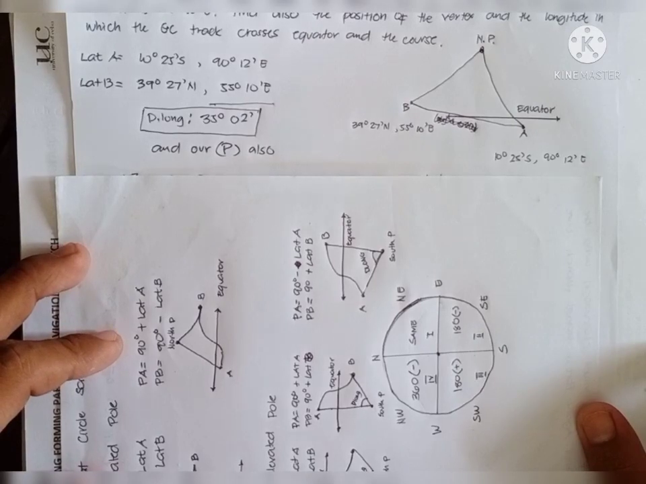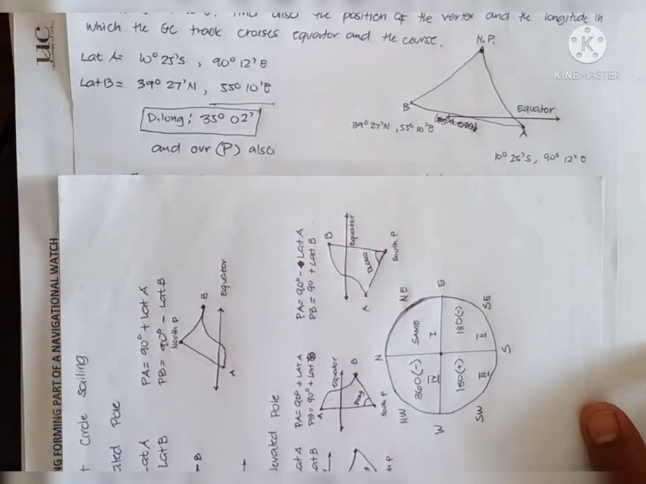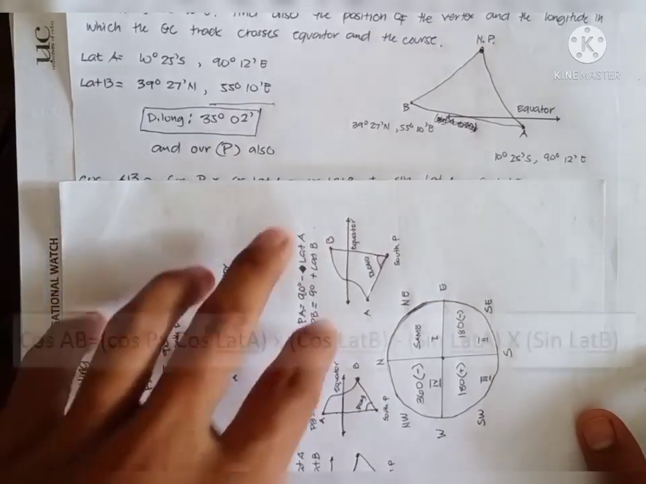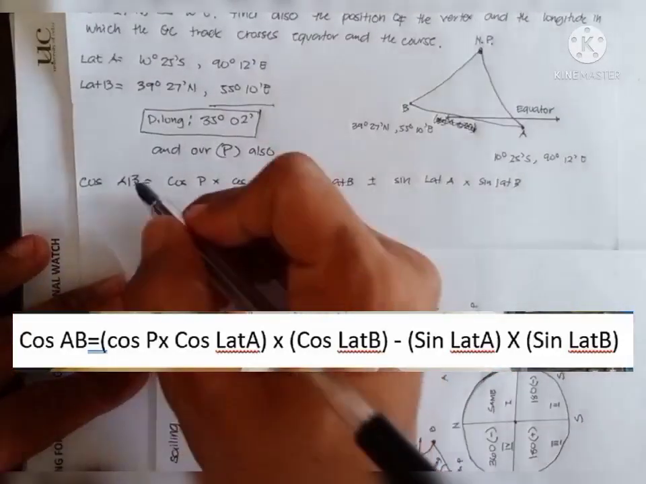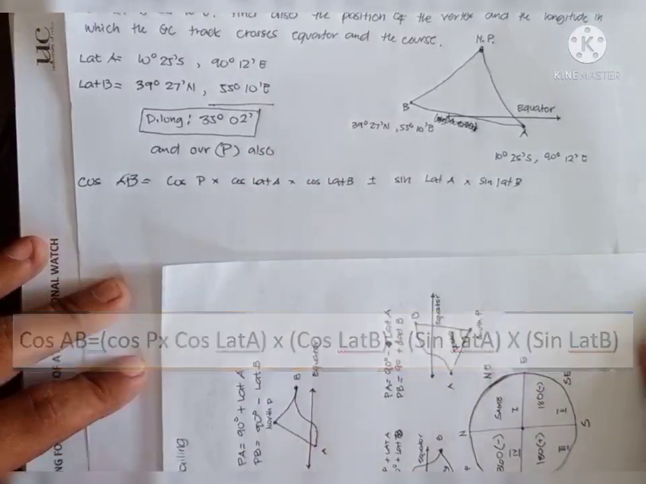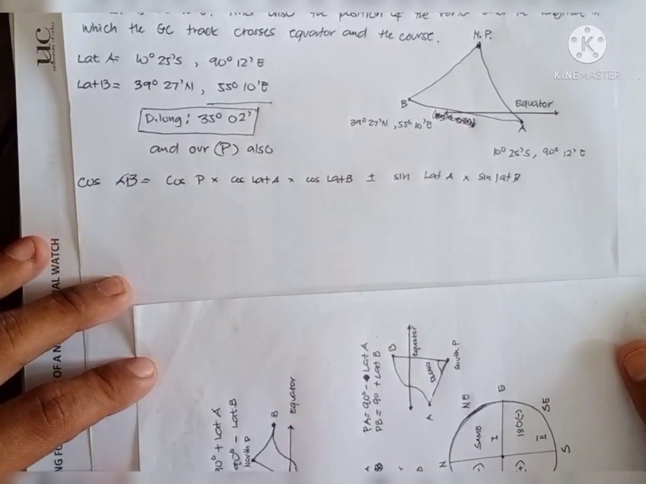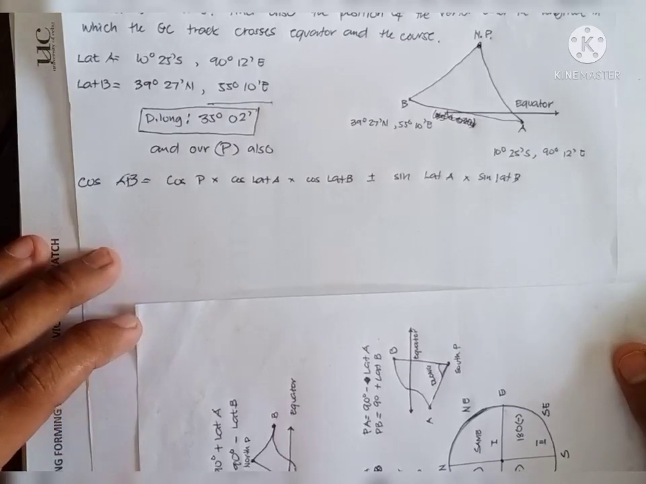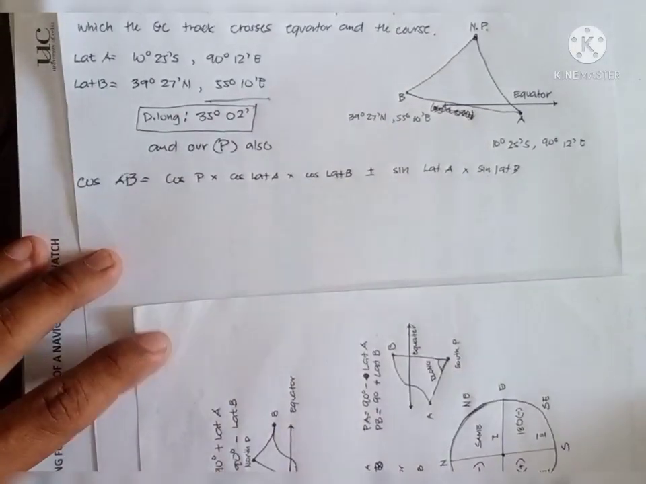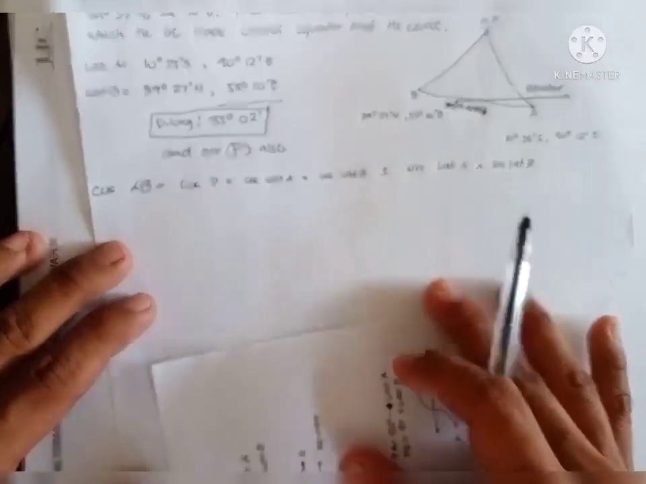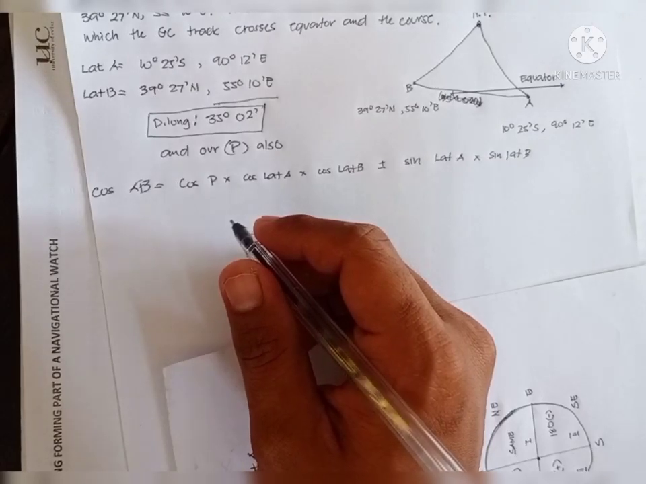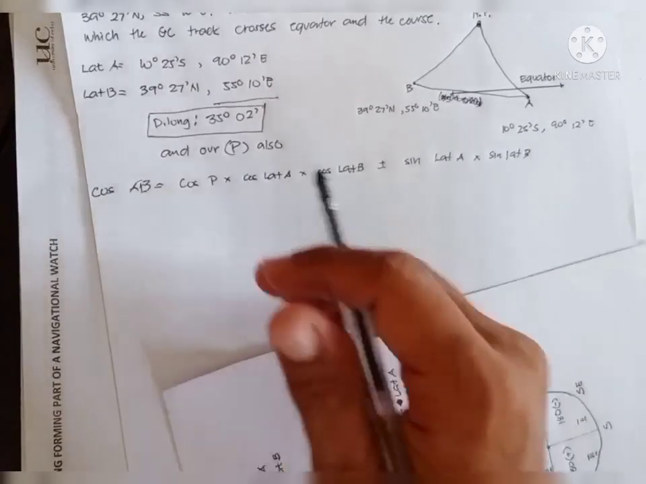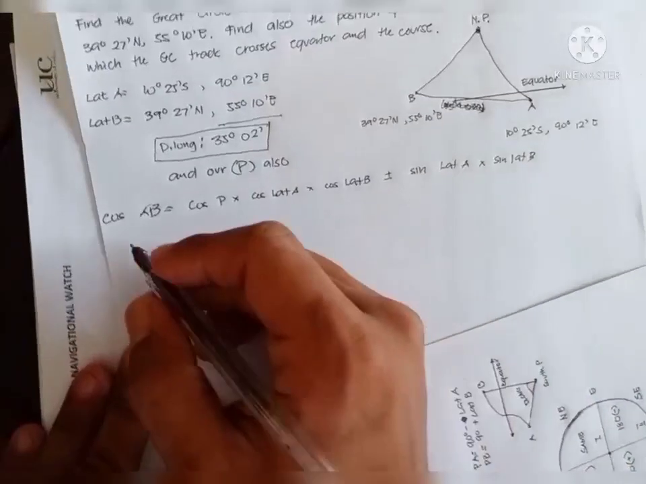So here the next step is to find the distance. In order to find the distance, we will use the cosine formula. Since I have written it, here our formula is cos AB equals cos P times cos lat A times cos lat B plus or minus sin lat A times sin lat B. So the next is to substitute the values.